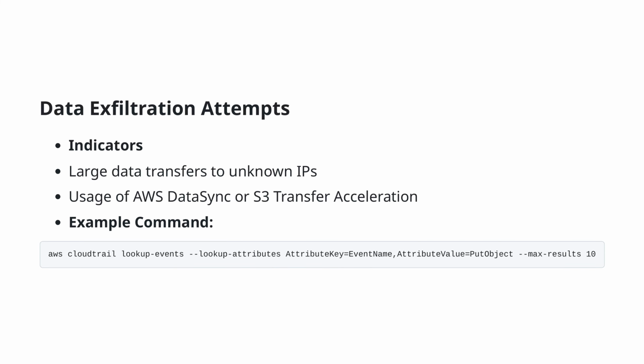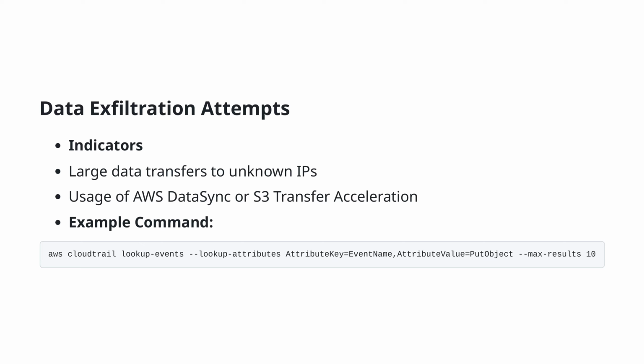As we continue, let's focus on detecting data exfiltration attempts within your AWS environment. Indicators of such activity include large data transfers to unknown IPs and the usage of AWS DataSync or S3 Transfer Acceleration. These actions can often signify unauthorized data movement.